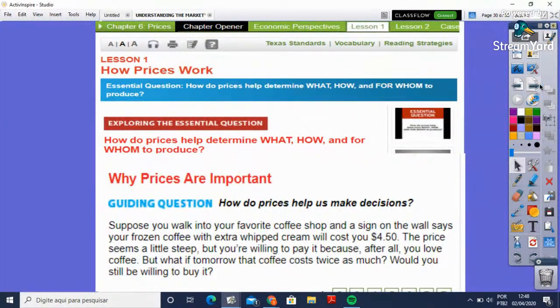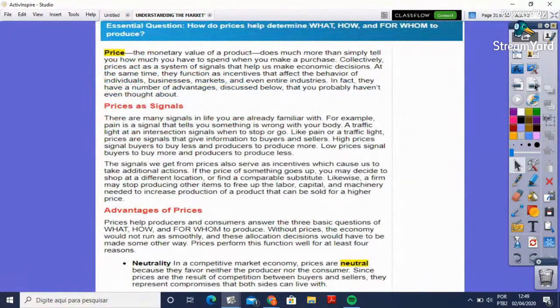So we talked about supply, we talked about demand, and we talked about how a firm can maximize production. Prices. Why are prices so important? What makes them so important? Maybe they're not important. I don't know. Your book gives you some factors on why price is important. First, let's understand that price is the monetary value of a product. How much a product costs.